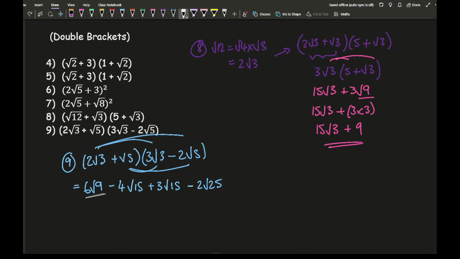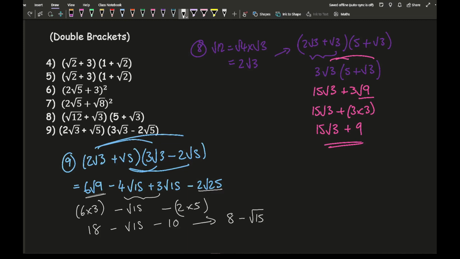So this here becomes 6 times 3. I can join these two things together to give me minus root 15, or 1 root 15, and then I can simplify this as 2 times 5. So then here I've got 18 minus root 15 minus 10, which gives me an answer of 8 minus root 15, and there is my final answer.